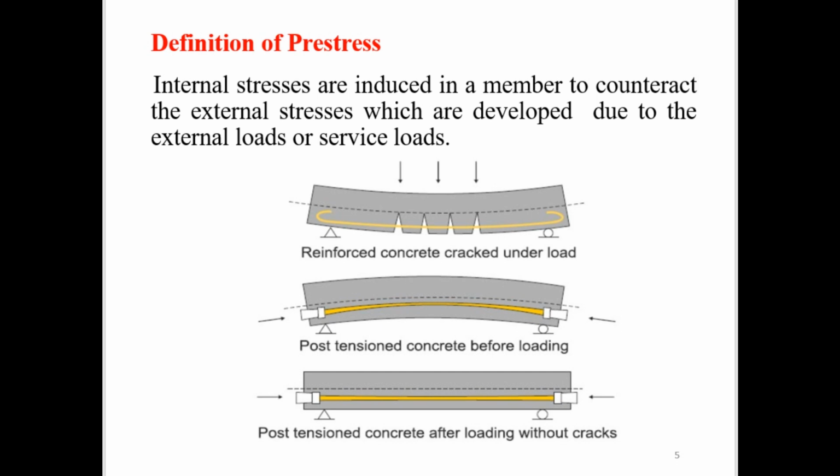You can see here, this first diagram is about RCC, a reinforced concrete member. In RCC, when external load is applied, this member tries to sag. This yellow line is nothing but the sagging. The member tries to deflect downwards, and you can see cracks here. There may be a crack on the surface when the member is under external load and undergoing deflection.